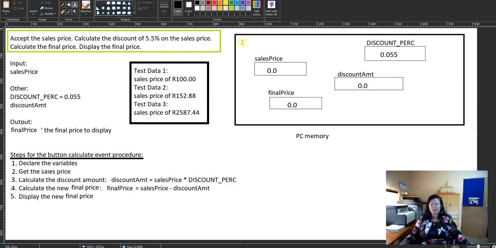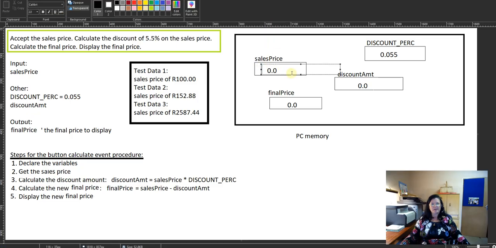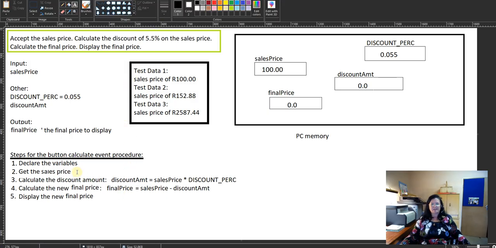So the moment that the user gives me the value, it would be stored in the variable. Step number 2, the user gives me the sales price. The sales price is saved in the variable sales price in memory. So the drawer is opened, 100 is placed inside that drawer called sales price. The drawer is closed.